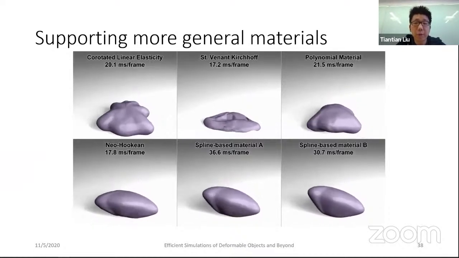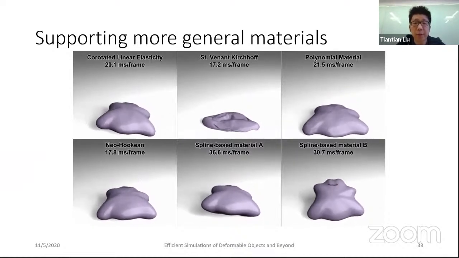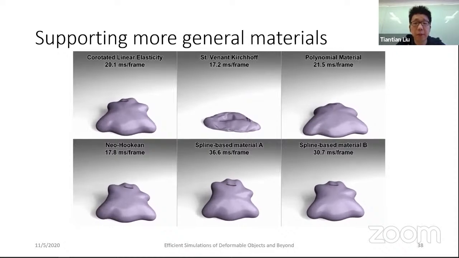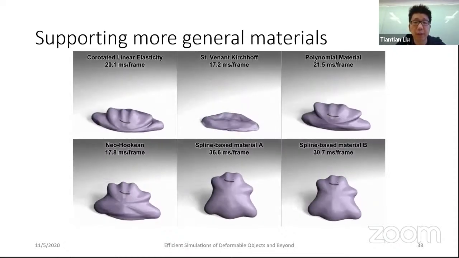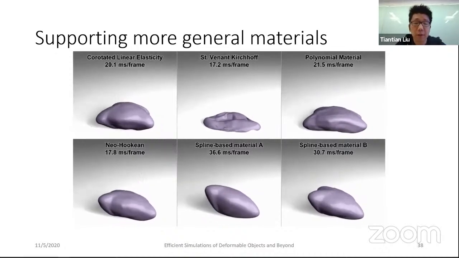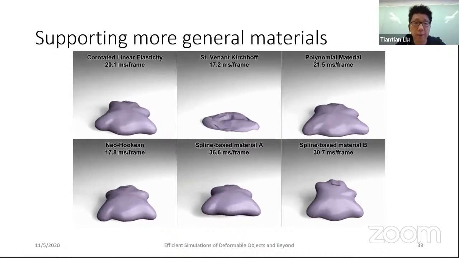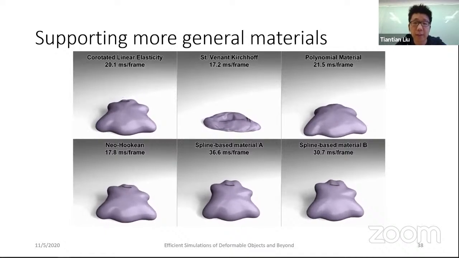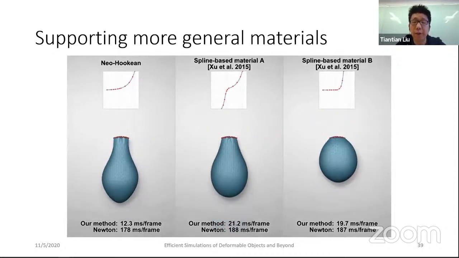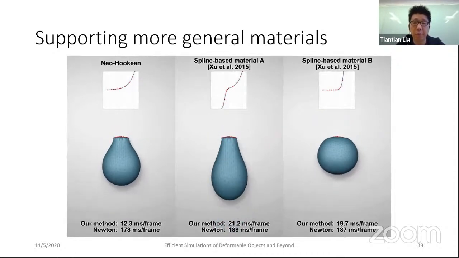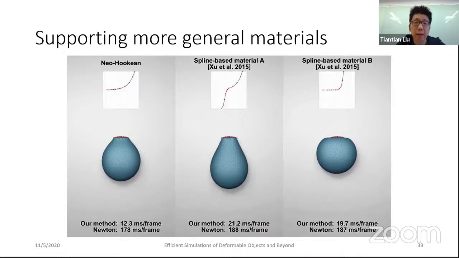And treating it as a quasi-Newton method enables us to simulate a variety of different materials without requirement of any specific quadratic energy form. For instance, we can run the simulation of the Dito model with Corotated, St. Venant-Kirchhoff, or Neo-Hookean, at very similar costs. We are also able to simulate some user-defined materials using B-splines without any problem. And we can further accelerate it using some textbook methods like L-BFGS.